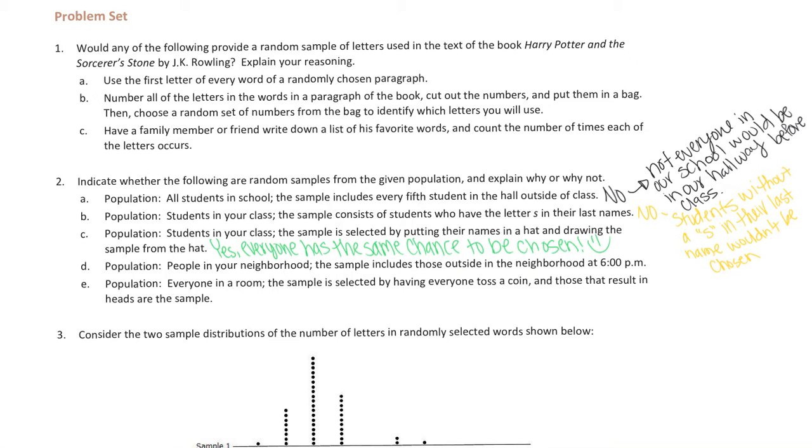Well, the answer would be no, because people who are not in the neighborhood at that time have no chance of being selected. So maybe you and your family went to a baseball game, or somebody had to go to an appointment at 6 p.m. We don't know. So the answer would be no. And again, we want to say that because people who are not in the neighborhood at that time have no chance of being selected.